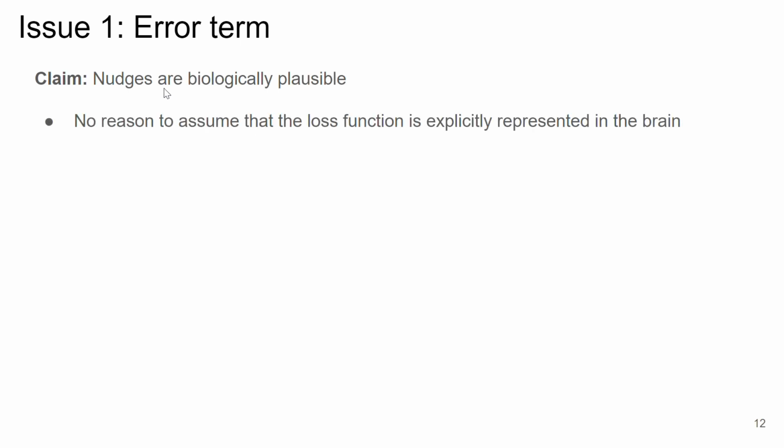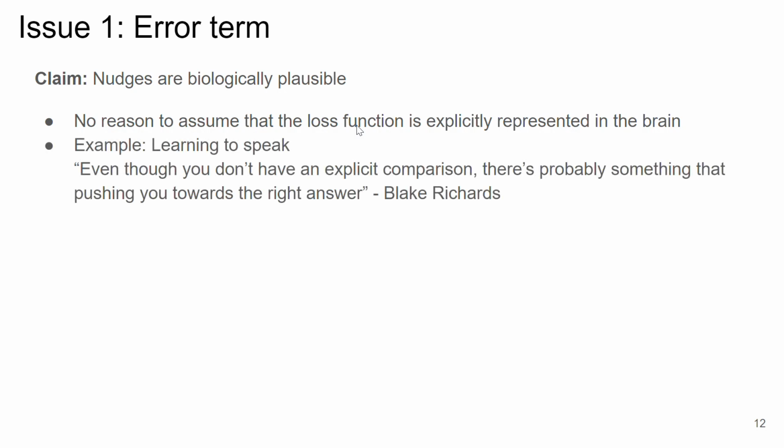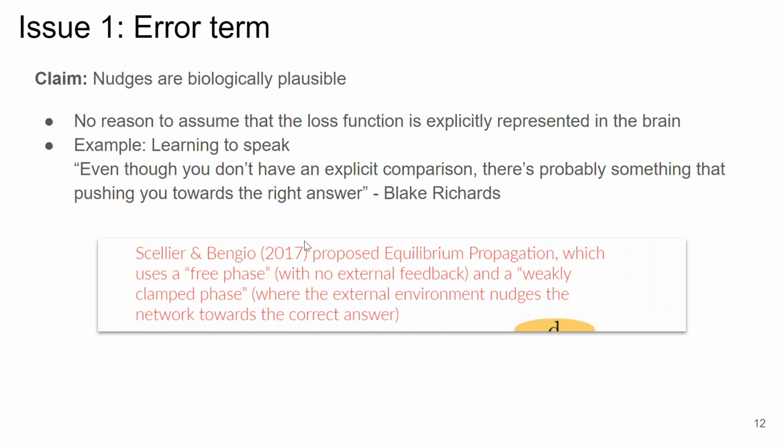So, the error term. The claim here is that nudges are biologically plausible. There's no reason to assume that the loss function is explicitly represented in the brain. For example, when you're learning to speak, it's not like your brain is forming a target of what you said and comparing it to a value of what your parents said, doing a subtraction between them and then using it. So even though you don't have an explicit comparison, there is probably something that is pushing you towards the right answer. And I think this is common in bio-inspired AI research. For example, this paper by Scellier and Bengio proposes a biologically plausible model called equilibrium propagation, where they don't have the error term explicitly, but they only have nudges. So they have a free phase with no external feedback and a weakly clamped phase where the environment occasionally nudges it in the right direction.